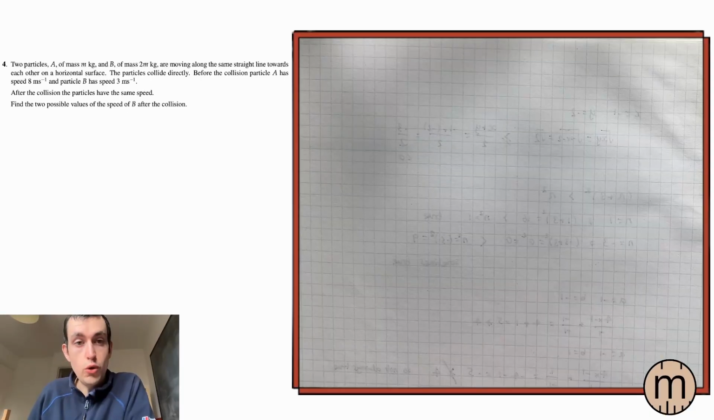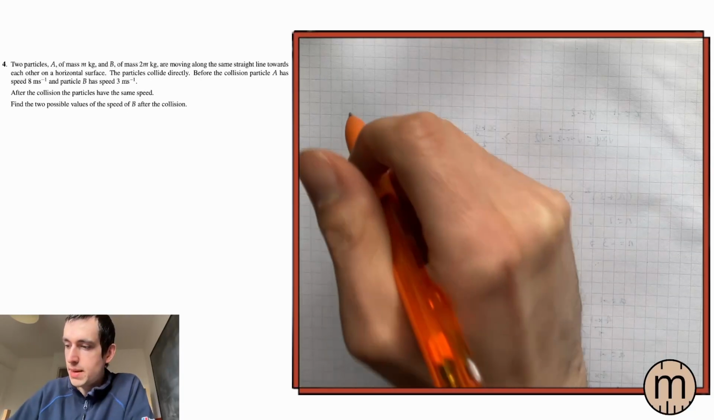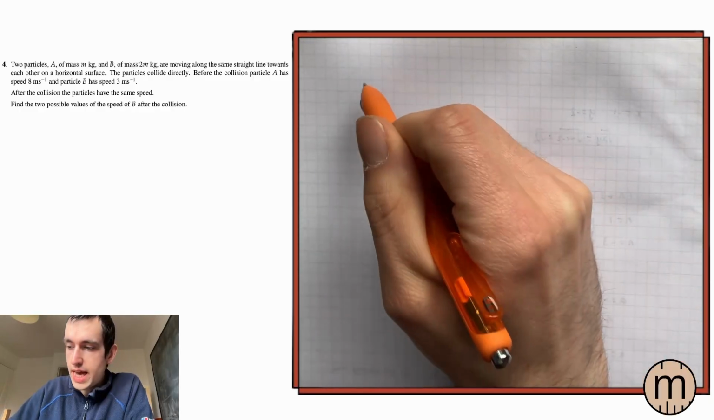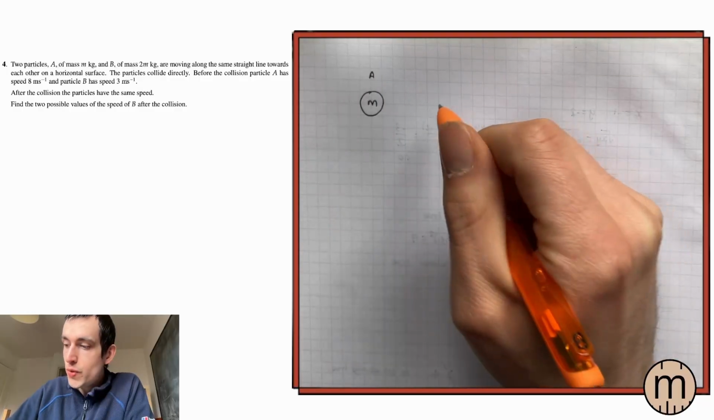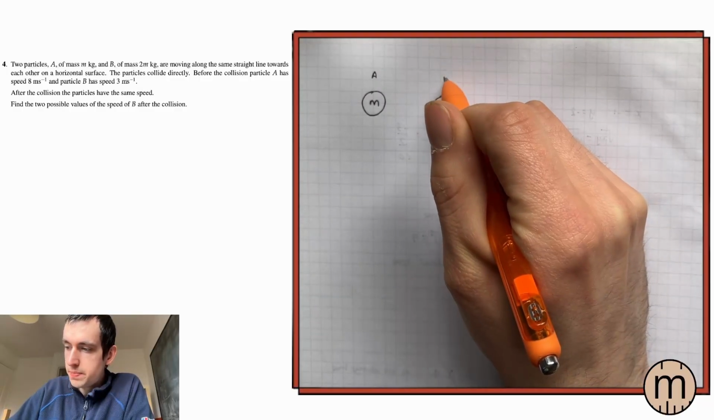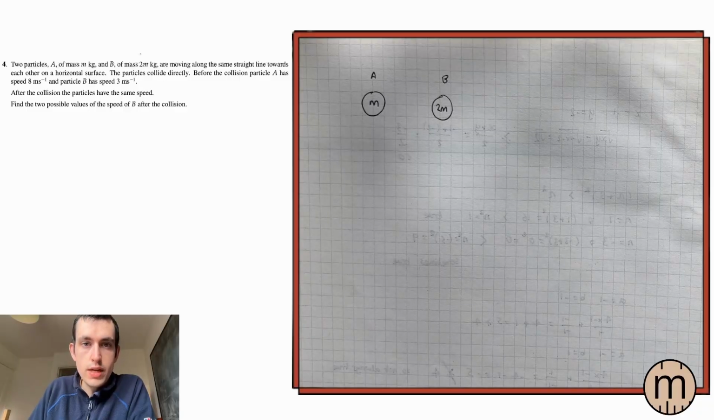And in question 4, we've got 2 more particles. We've got A and B. And their masses, in this case, are m for particle A and 2m for particle B. They are moving along the same straight line towards each other.